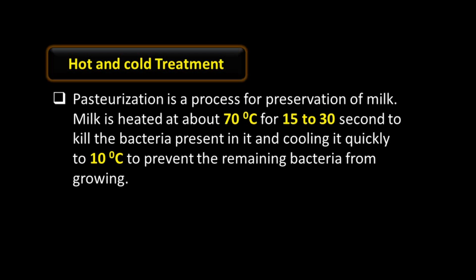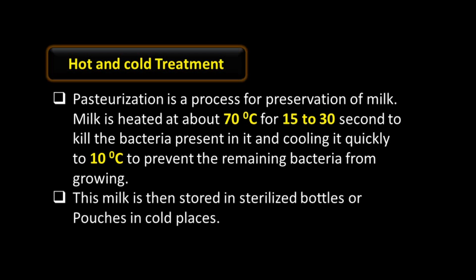In this method, milk is first heated at about 70 degrees Celsius for 15 to 30 seconds and suddenly cooled to 10 degrees Celsius. So increasing and decreasing temperature helps to prevent the growth of microorganisms, because microorganisms do not grow in hot condition and in cold condition.